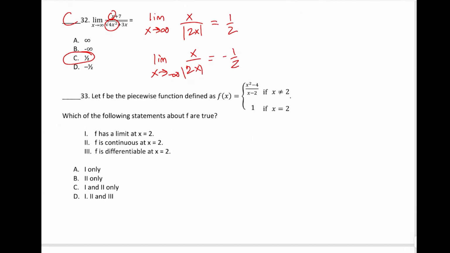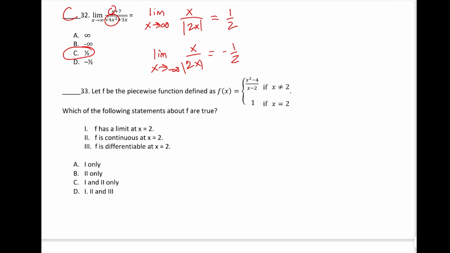Number 33 gives us a piecewise function, and we want to determine if, first of all, there is a limit at x equals 2, is it continuous at x equals 2, and is it differentiable at x equals 2? So let's double check. So what we want to see is what is going on here.